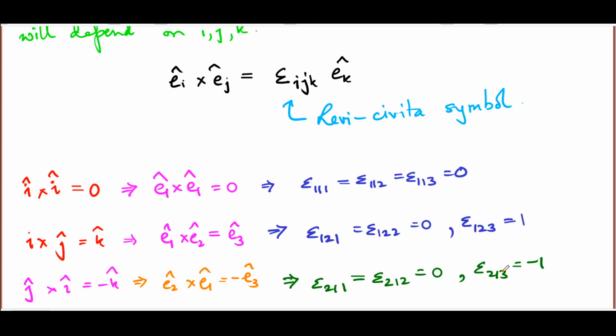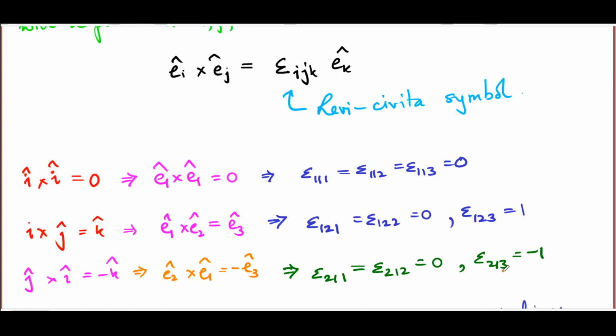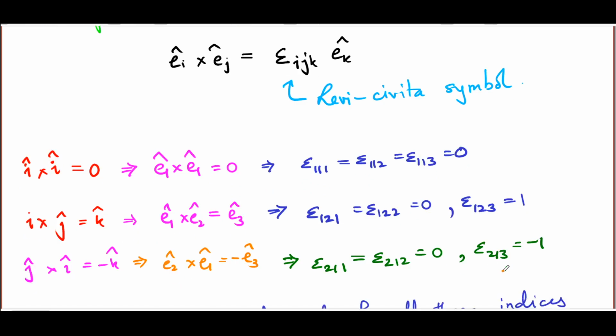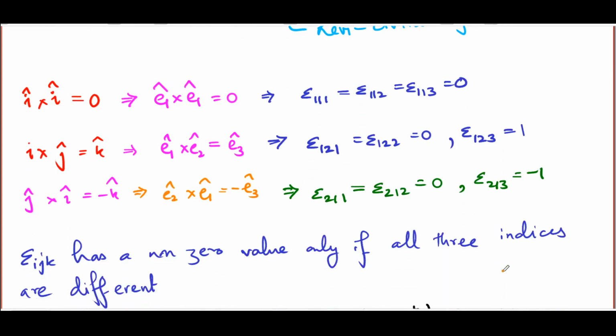And that tells you epsilon 2 1 1, epsilon 2 1 2 are 0, and epsilon 2 1 3 is minus 1. Now in this manner, I can go through the entire set, but it should be pretty easy to see that epsilon ijk can have a non-zero value only if all the three indices are different. After all, if i and j were equal, you were really taking the cross product of the same vector with itself. That would definitely give you 0.